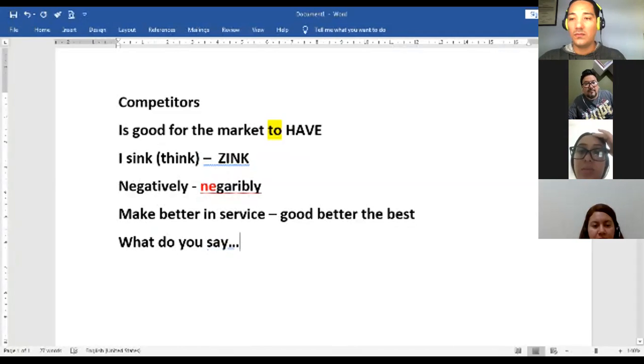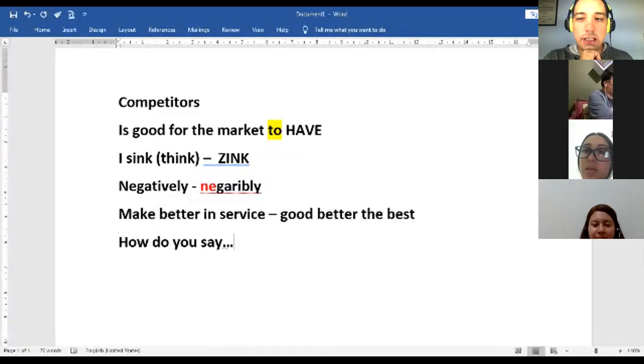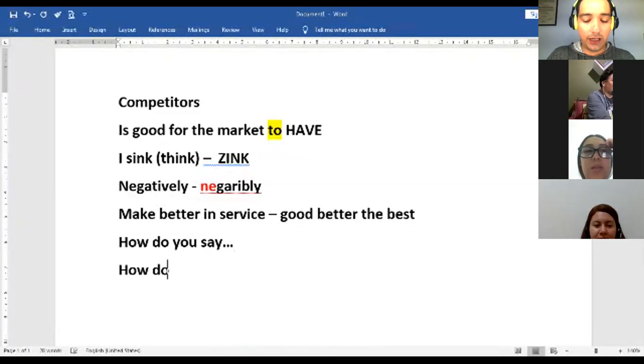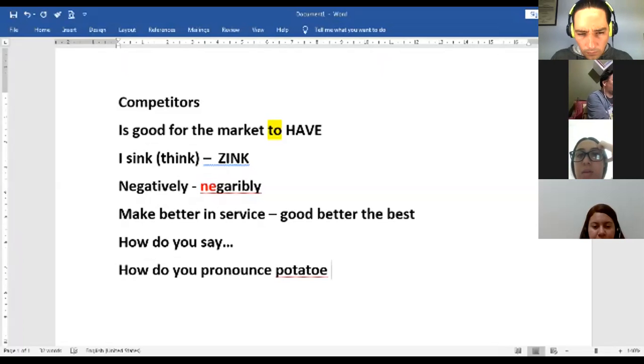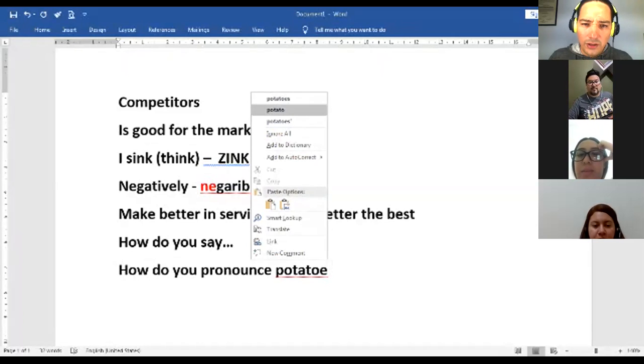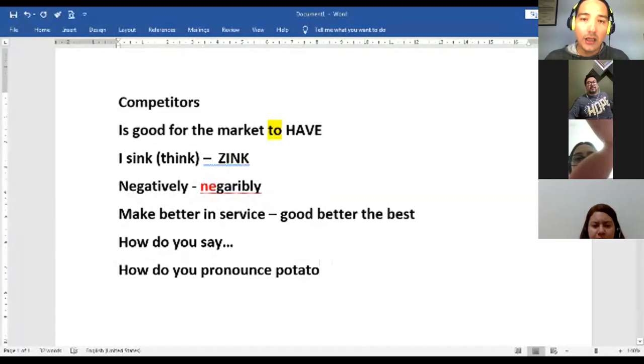And that's, oh, one more thing. Teacher, how do you say? How do you say patata in English? How do you pronounce potato? For example. Okay. Potatoes. How do you pronounce potato? So how do you pronounce? How do you say something? How do you say from Spanish to English? Okay. Very good. Keep going.